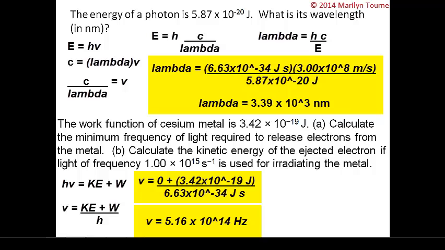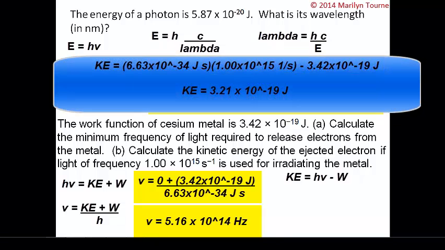All right, part B. Calculate the kinetic energy of the ejected electron if the light frequency is now 1.00 times 10 to the 15th hertz. So in this case, I'm going to use the same equation, but solve for kinetic energy, which is kinetic energy is equal to h nu minus the work function. And all I do here is plug everybody in. I know Planck's constant, I know what the frequency is because they gave it to me, minus the work function, which of course is the same, 3.42 times 10 to the negative 19th. If I multiply all that together, I end up having 3.21 times 10 to the negative 19th joules.